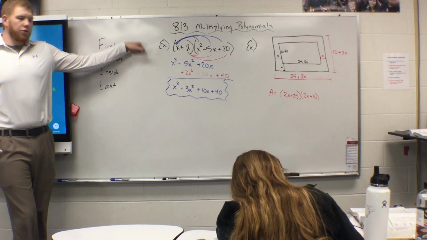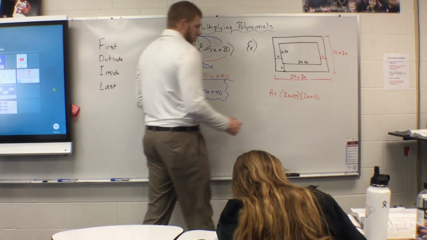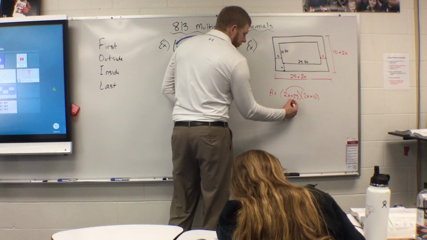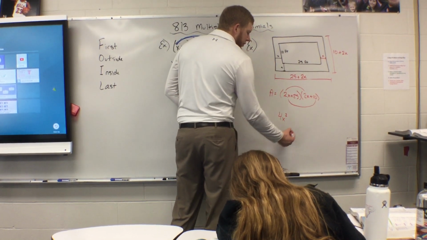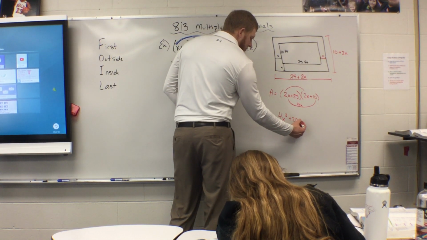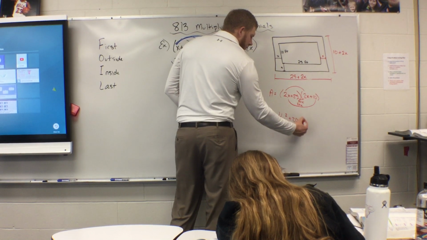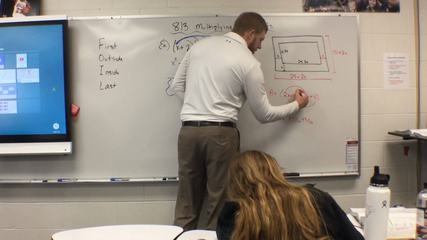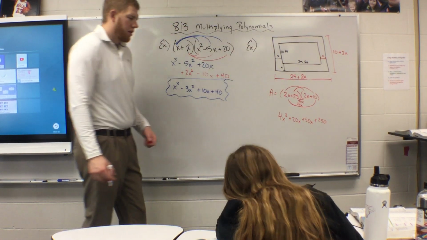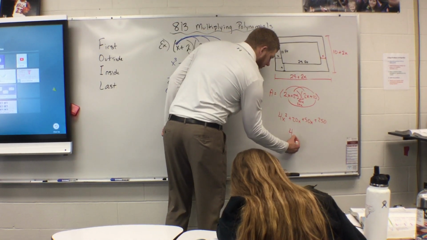No, we're gonna go back to FOIL. Okay, so again, if we FOIL this, 2x times 2x? 4x squared. Okay, outer, 20x. Inner, 50x. And then last, 20 times 25 is 250. It's okay, Jason, I thought it was a 2, not 25. So then it's 20x plus 50x.